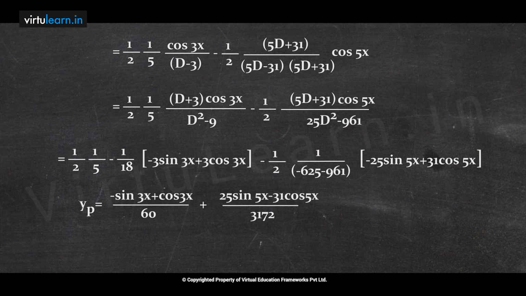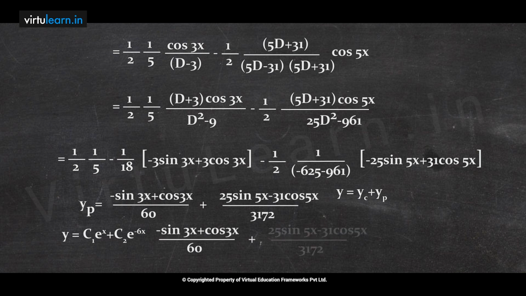Now, the general solution of the differential equation is y = yc + yp, complementary function plus particular integral. The answer is y = c1 e^x + c2 e^(−6x) − (sin 3x + cos 3x)/60 + (25 sin 5x − 31 cos 5x)/3172. This is the general solution of the given differential equation.